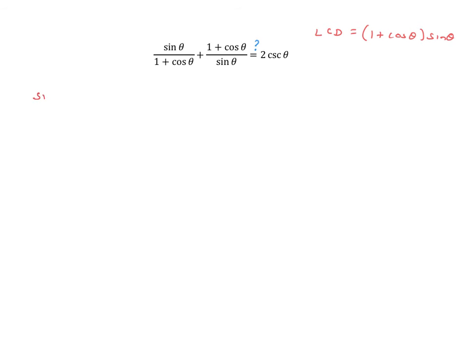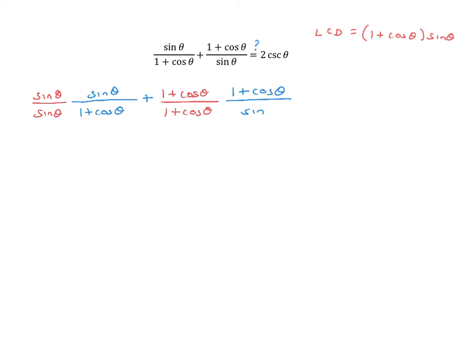So that is, I'm multiplying sine of theta over sine of theta to the fraction sine of theta over 1 plus cosine theta. And then we're adding that to, in the other fraction, I'm multiplying the top and bottom by 1 plus cosine theta over 1 plus cosine theta to the fraction 1 plus cosine theta over sine of theta. And again, is this ultimately going to equal 2 cosecant of theta? Hopefully it does. We'll see.